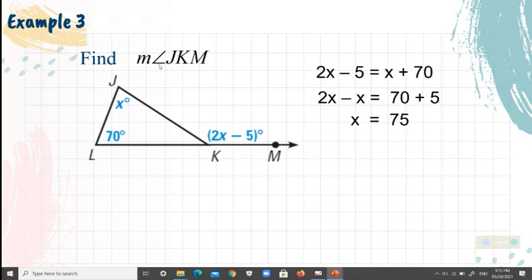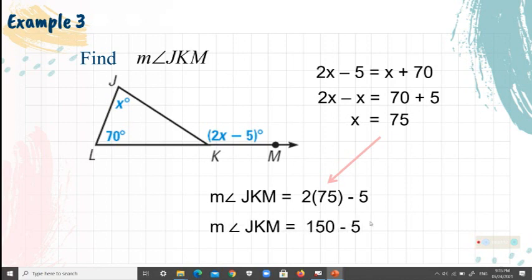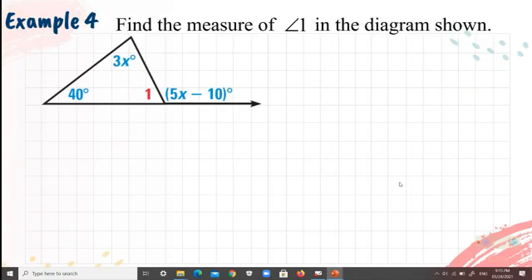But you are going to look for the measure of angle JKM. So you haven't yet finished. So you are going to use 75 for the value of our x. Okay? So you are going to substitute 75 in place of x. So the measure of angle JKM is equal to 2 times 75 minus 5, which is equal to 150 minus 5. So the measure of angle JKM is equal to 145 degrees. Okay, question? So let's now proceed with number 4.